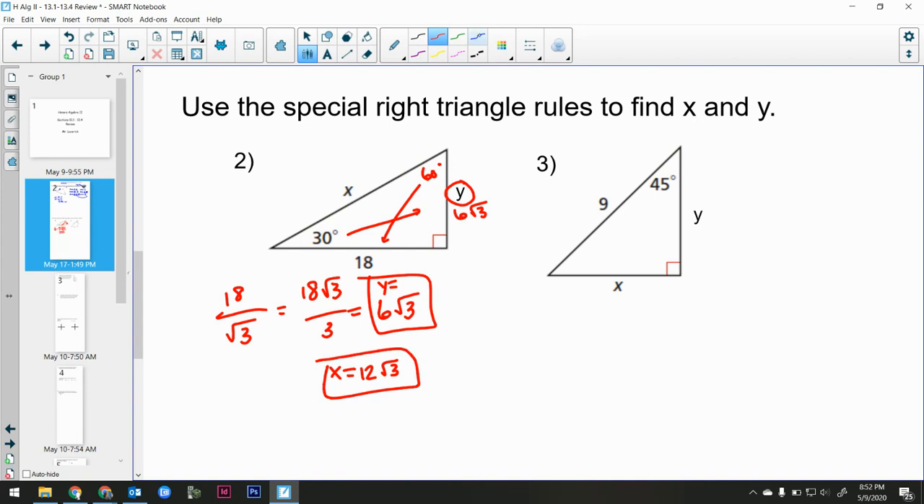Right, and the 45-45, again, the relationship from the leg to the hypotenuse is the radical 2, right? So it's side radical 2. Notice that x and y are going to be the same here because they're both the legs of the right triangle, and it's a 45-45 isosceles, right? So I'm going to divide by radical 2, which when I rationalize should be 9 radical 2 over 2. Again, no decimals.